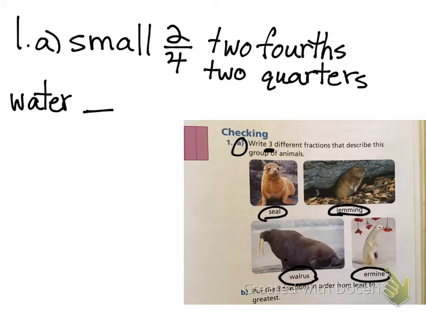All right, the seal and the walrus are water animals. The lemming and the ermine are land animals. So again, there are 2 that are water animals, and the total number of animals are 4. So exactly the same as our last one. So we know that 2 out of 4 of these animals are small, and 2 out of 4 of these animals live in the water. And let's do one more. Let's do white. Okay, so pause the video and write the fraction of animals that is white.